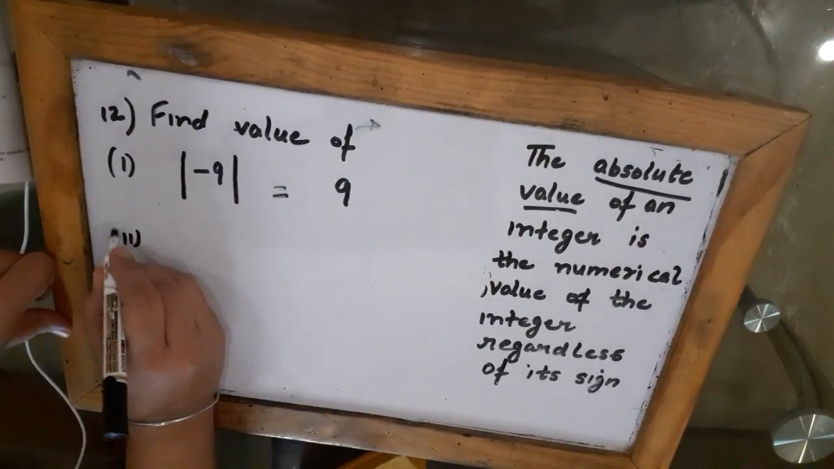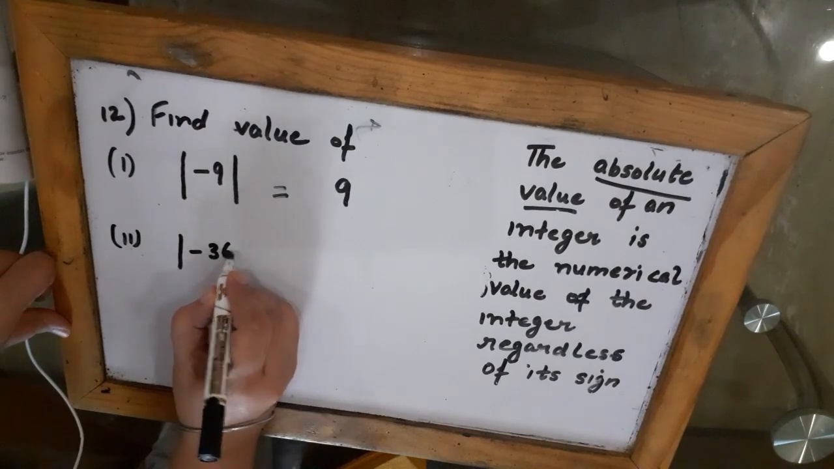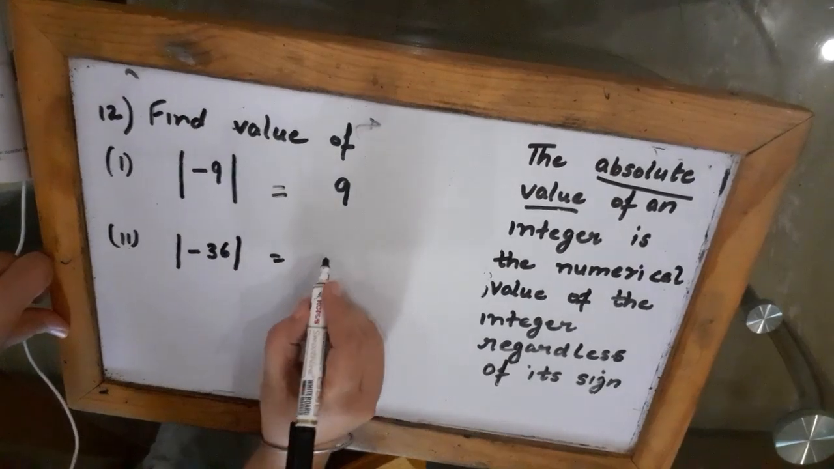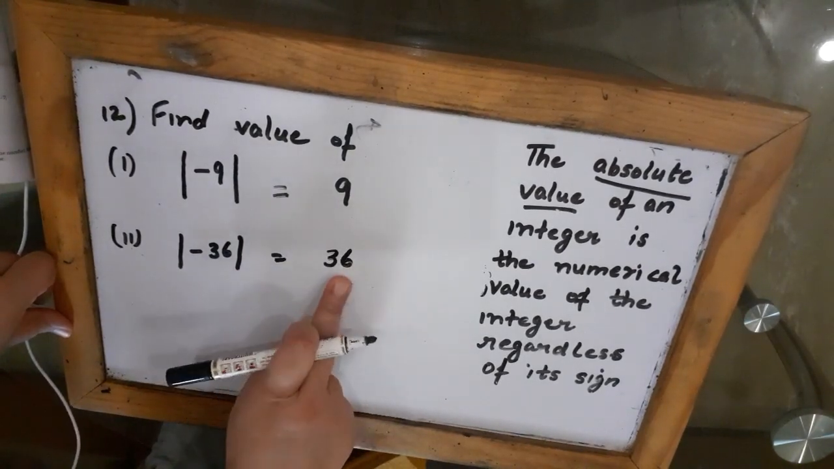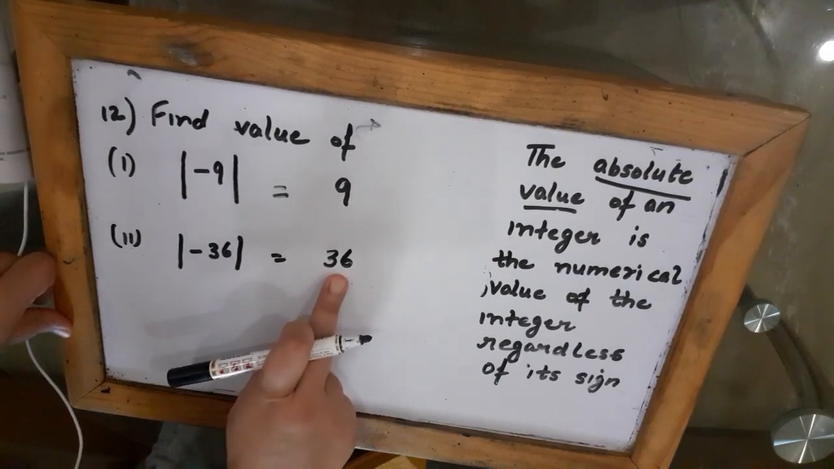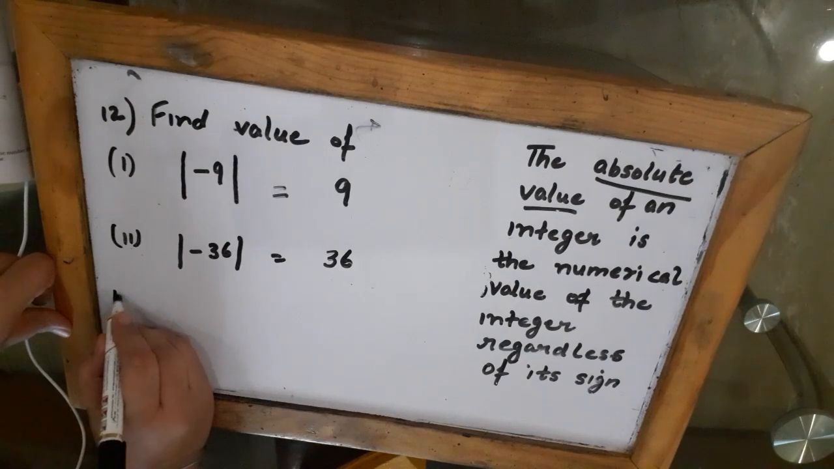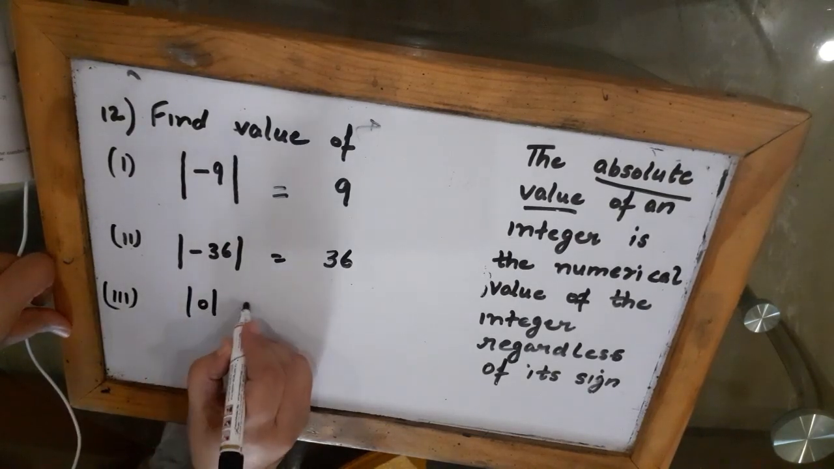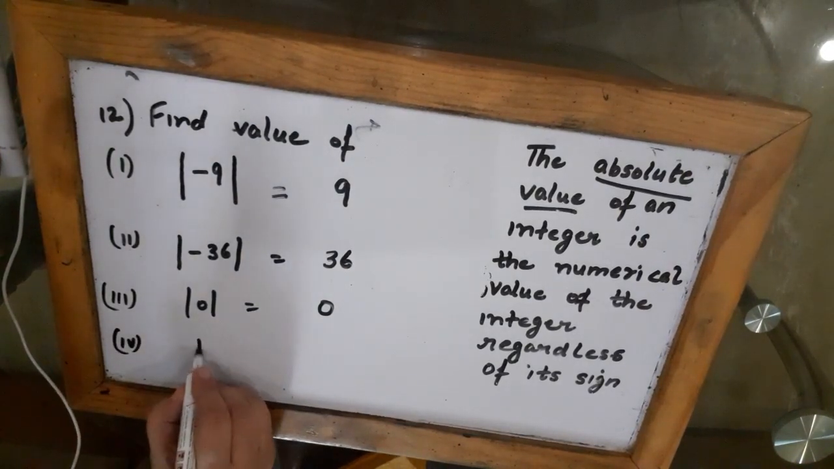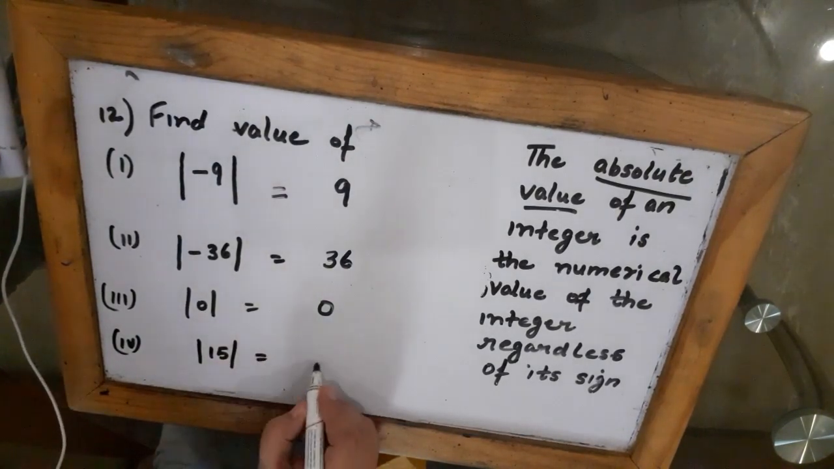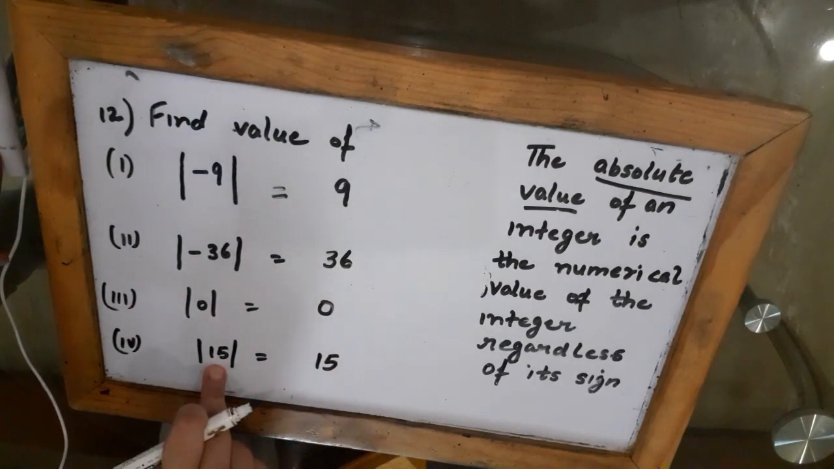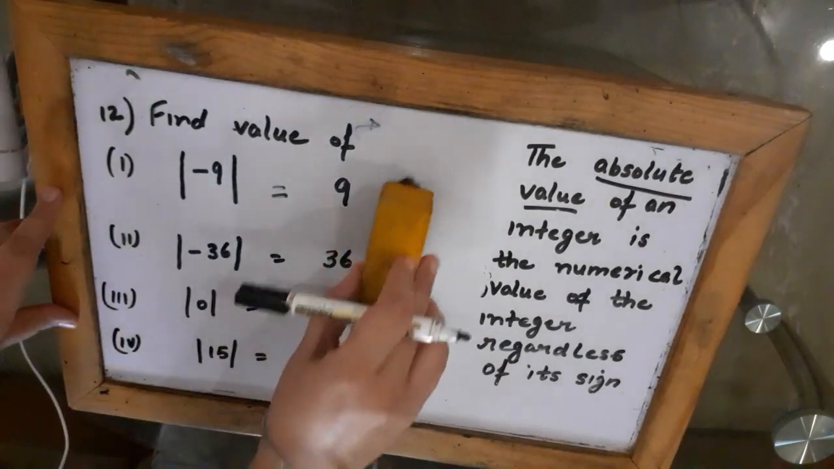Come to the second one, it's minus 36. So what is the absolute value of minus 36? How far is 36 from 0? It is 36 units away from 0. So the absolute value of minus 36 is 36, the integer itself without the sign. Now third is 0. What is the absolute value of 0? The absolute value of 0 is 0 only. Now the fourth one is the absolute value of 15. So it is 15 only, the integer itself without the sign. How far is 15 from 0? It is 15 units from 0.